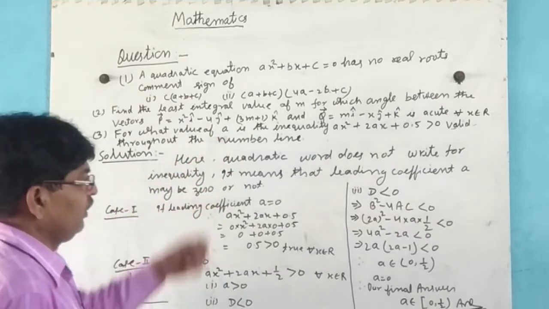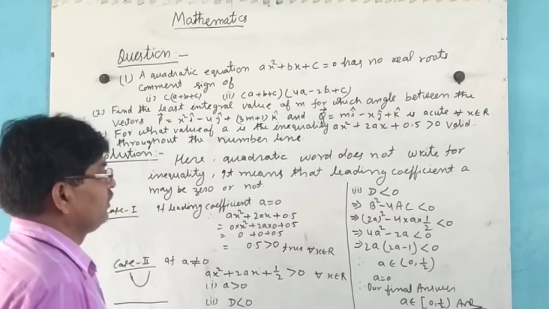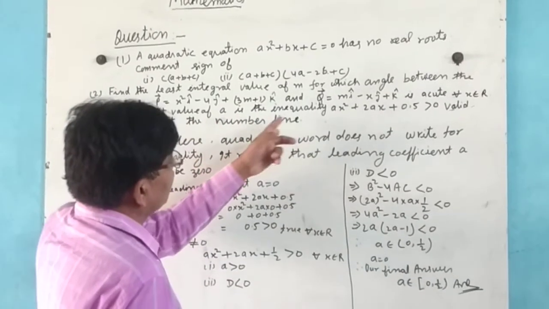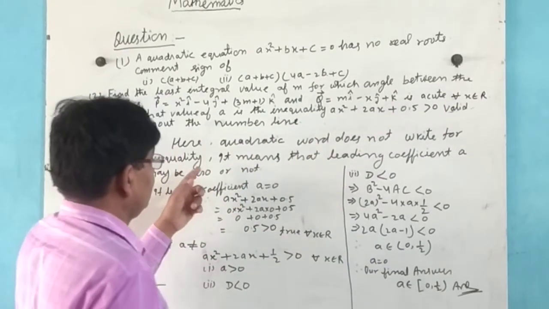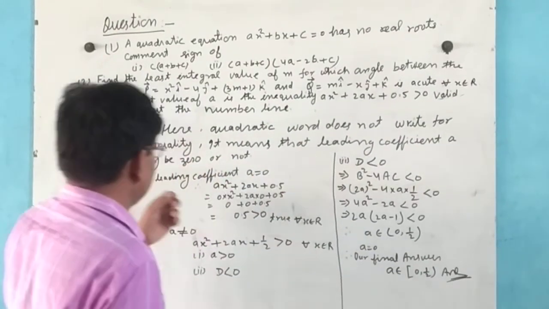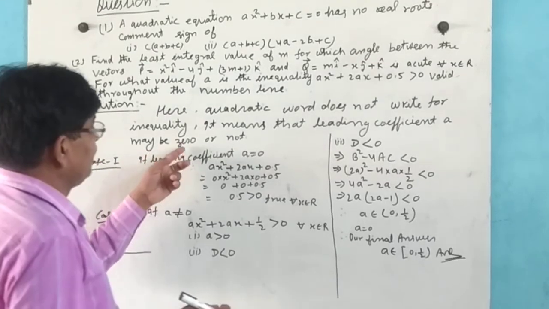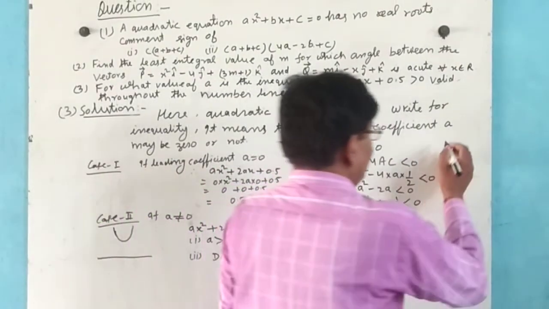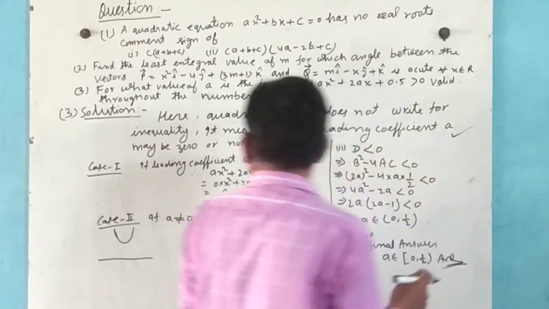Here the word quadratic is not written for the inequality, so quadratic is not assumed. It means that the leading coefficient a may be 0 or may not be 0.